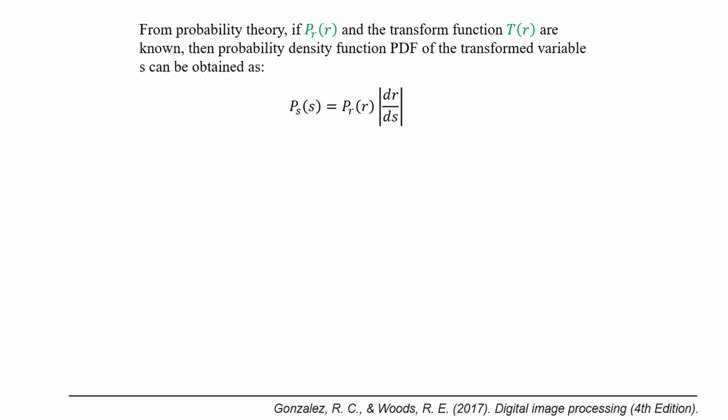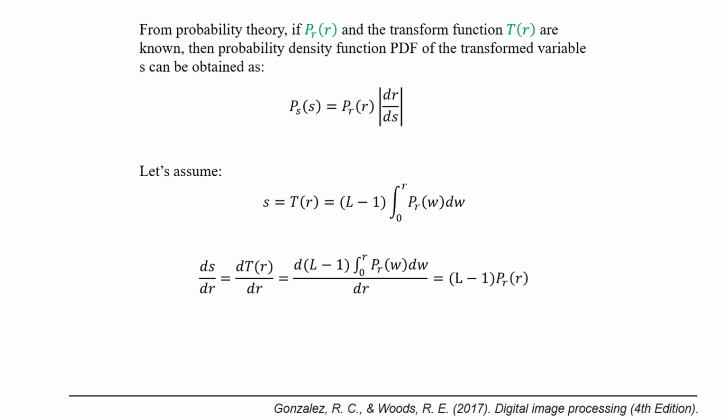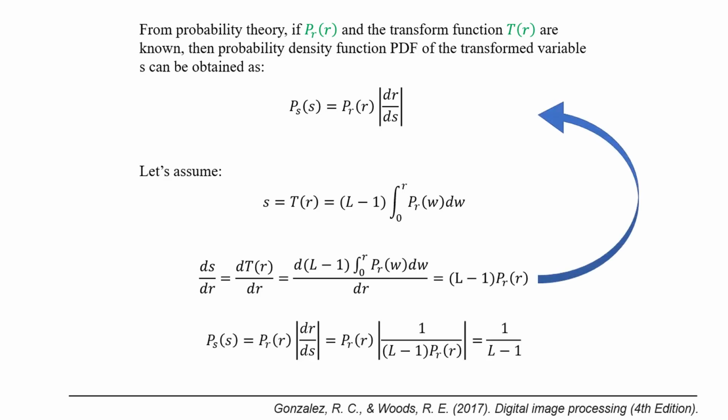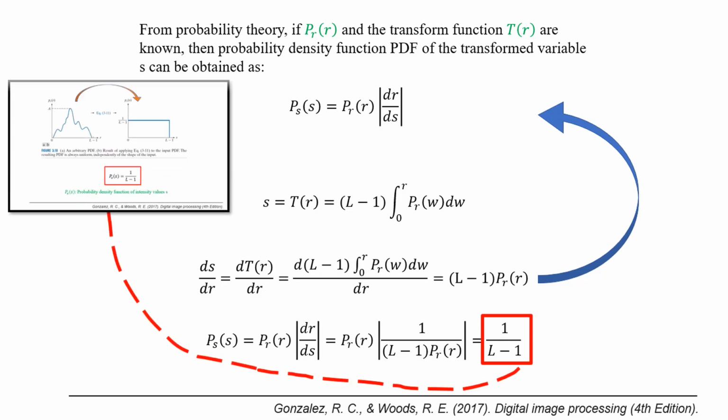Let's assume S equals T of R equals L minus 1 times the integral from 0 to R of P of W dw. If we calculate ds over dr, we get L minus 1 times P of R. Now we include this here, and we get 1 over L minus 1. And this is what we want, a uniform distribution, as we mentioned in the previous slide.